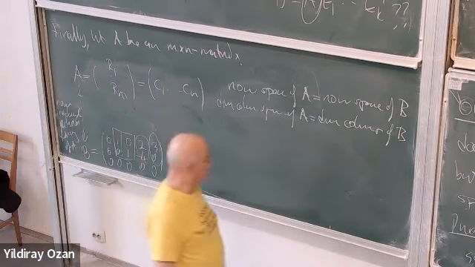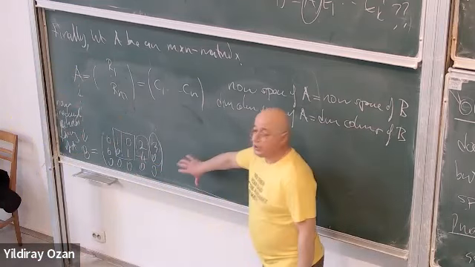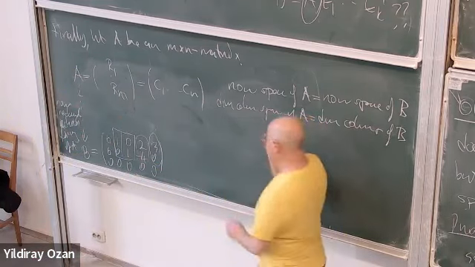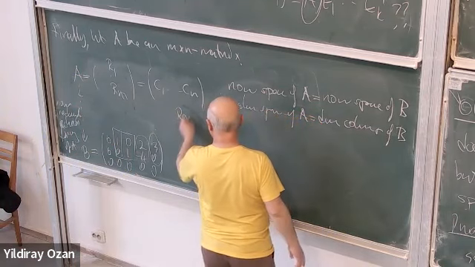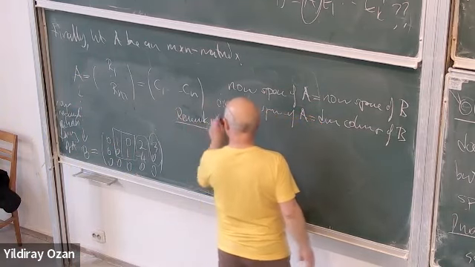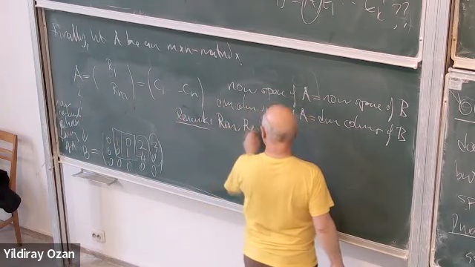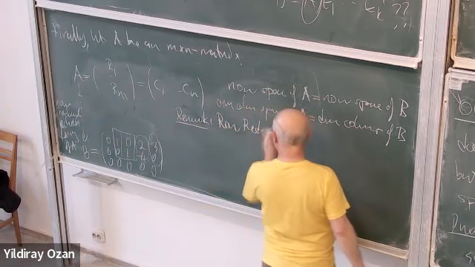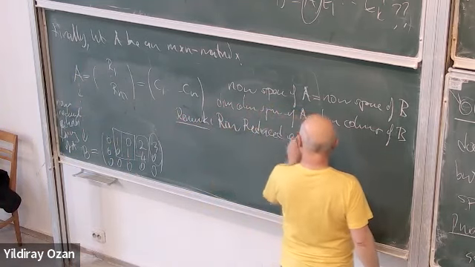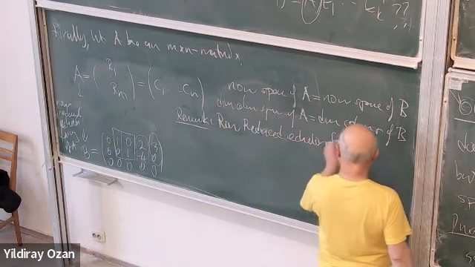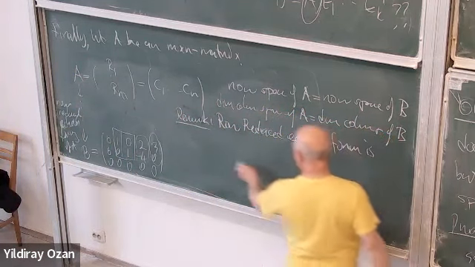This also proves that row reduced echelon form is unique. So also a remark: row reduced echelon form is unique.